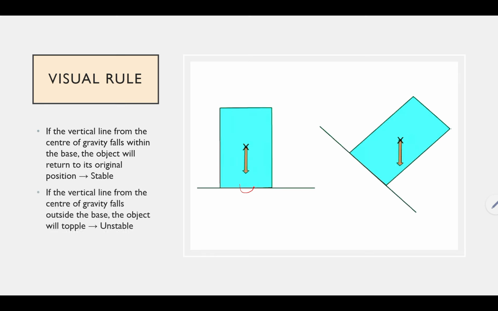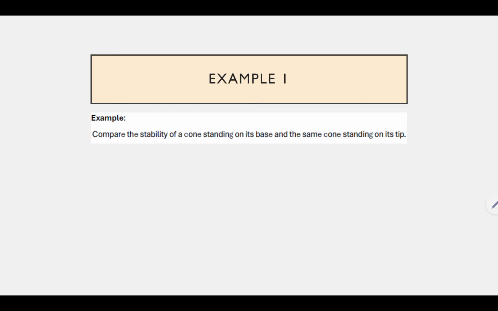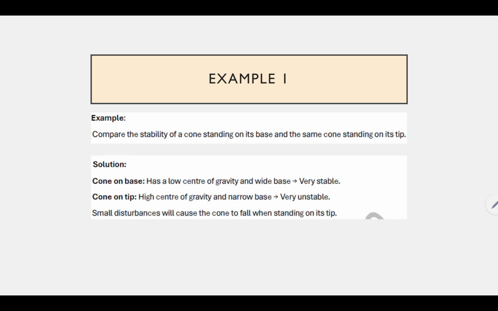If the vertical line from the center of gravity falls outside the base, then the object will topple, which makes it unstable. Here's an example. Compare the stability of a cone standing on its base and the same cone standing on its tip. Which will be more stable? Of course, the cone on its base has a low center of gravity and a wide base, so that's very stable. The cone on its tip has a high center of gravity and a narrow base, that's very unstable, meaning that any disturbance will make it fall over.